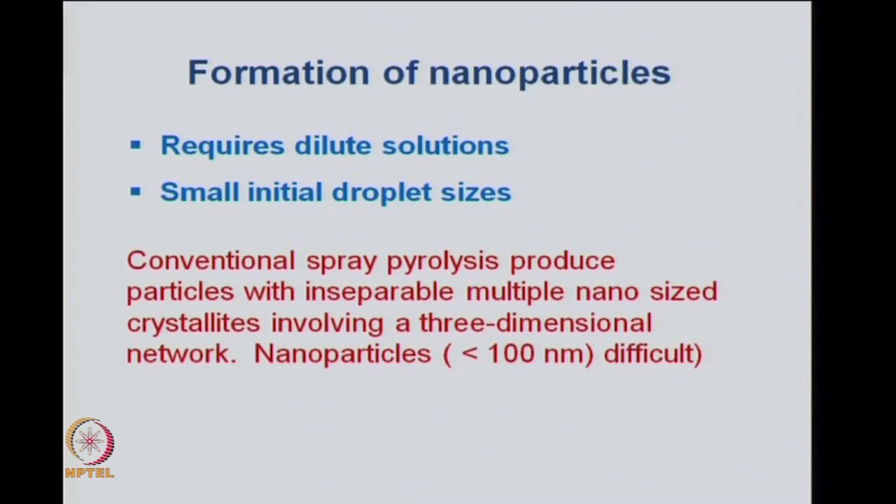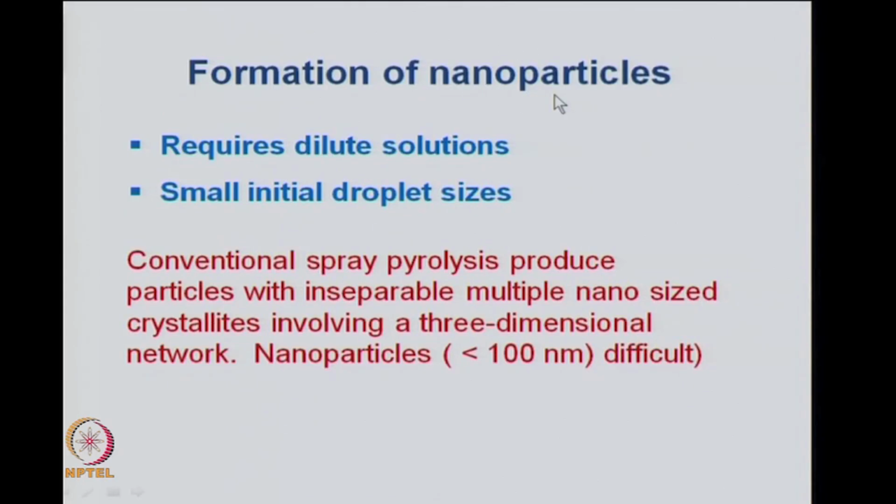Now, most of these conventional methods lead to formation of submicron particles. As I said, it may be 200 nanometers, 300 nanometers, 500 nanometers, etc. But if we have to make nanoparticles less than 100 nanometers, so 20 nanometers, 50 nanometers, using the spray pyrolysis method, then we have to modify our conventional spray pyrolysis technique.